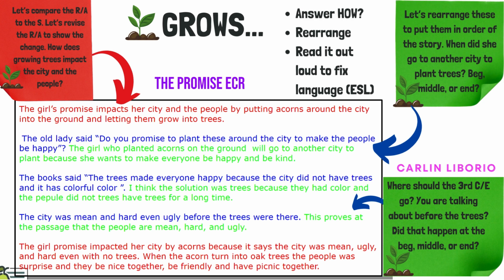Because the RA says, the girl's promise impacts her city and the people by putting acorns around the city into the ground and letting them grow into trees. How does that change the city? How does growing trees change the city? And he has the answer in the S. He says, because the city was mean, ugly, and hard with no trees. And then with the trees, the people were happy and had picnics together.